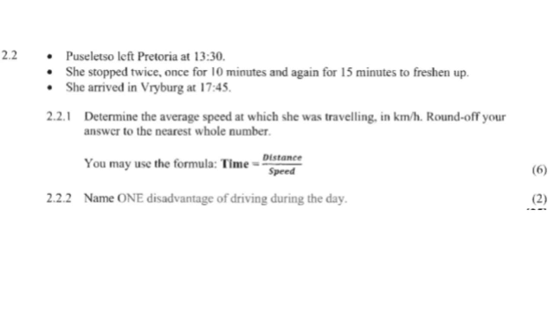In 2.2, it says Puseleto left Pretoria at 13:30. She stopped twice, once for 10 minutes and again for 15 minutes to freshen up. She arrived in Vryburg at 17:45. 2.2.1 says determine the average speed at which she was traveling in kilometers per hour. Round off your answer to the nearest whole number. You may use the formula time is equal to distance times speed. So take note, she arrived at 17:45. She left at 13:30. She stopped for 10 minutes and for 15 minutes. And also take note of our formula.